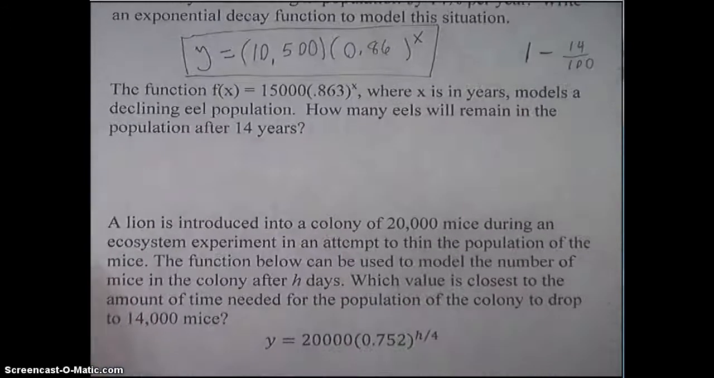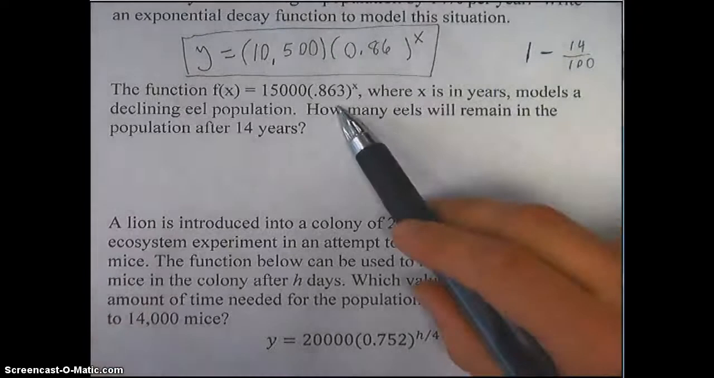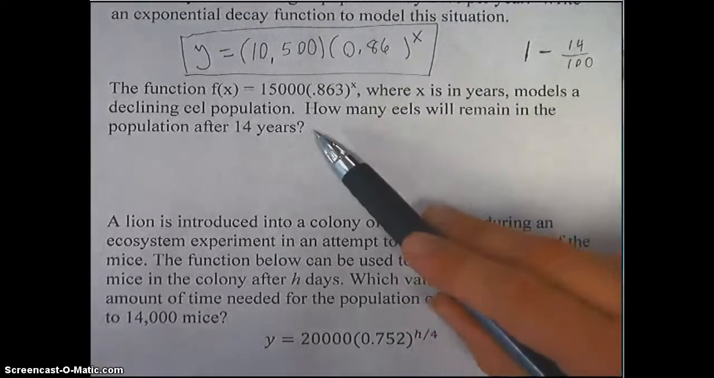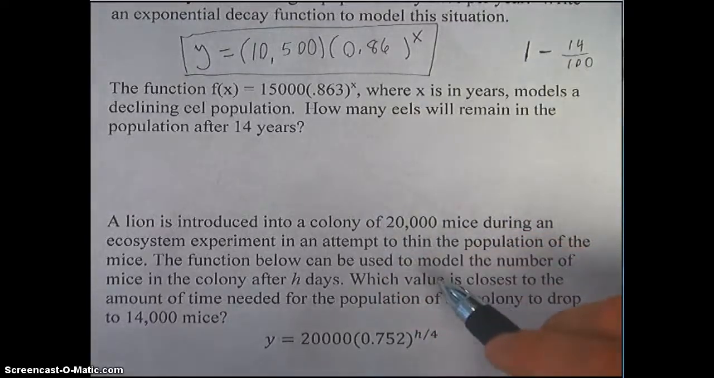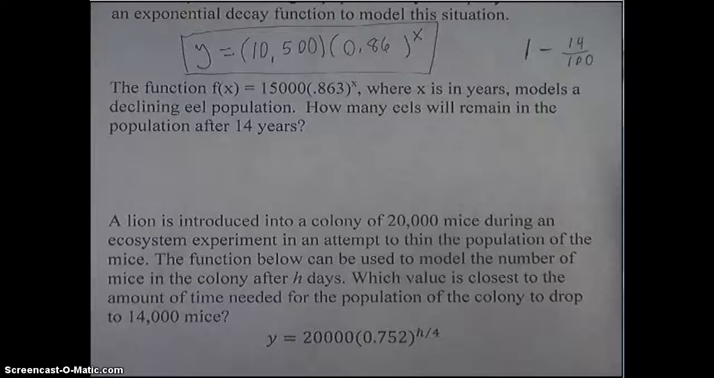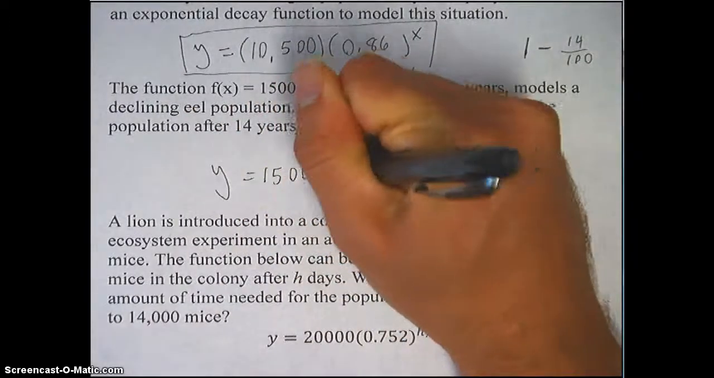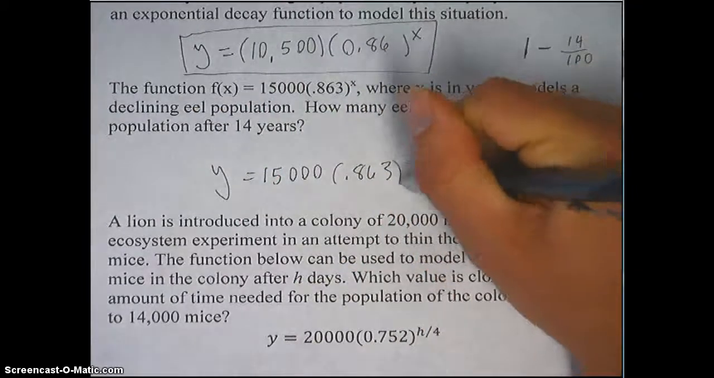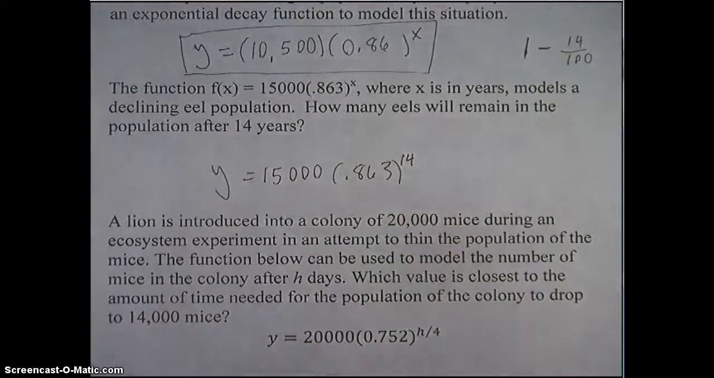Here we go. The function f of x equals 15,000 times 0.86 to the x, where x is in years, models a declining eel population. How many eels will remain in the population after 14 years? Well, this is a simple plug into x question here. So I've got y equals 15,000, the decay factor of 0.86, and after 14 years, so I'm going to raise that to the 14th power.